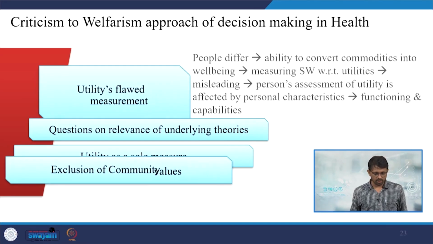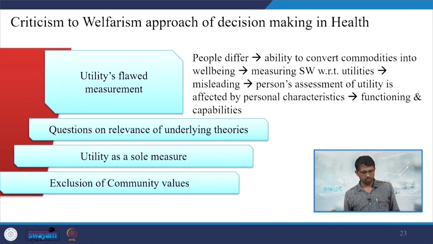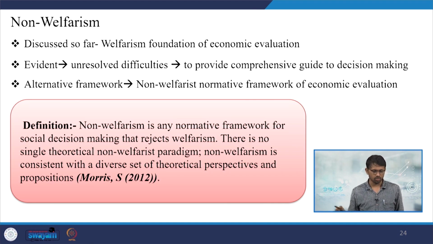The last one is in terms of flawed measurement. Since people differ in their ability to convert commodities into well-being, especially in terms of measuring social welfare with respect to utility, it is really misleading. And you can also check the functionings and capabilities approach. Somewhere we will also address all sorts of directions.